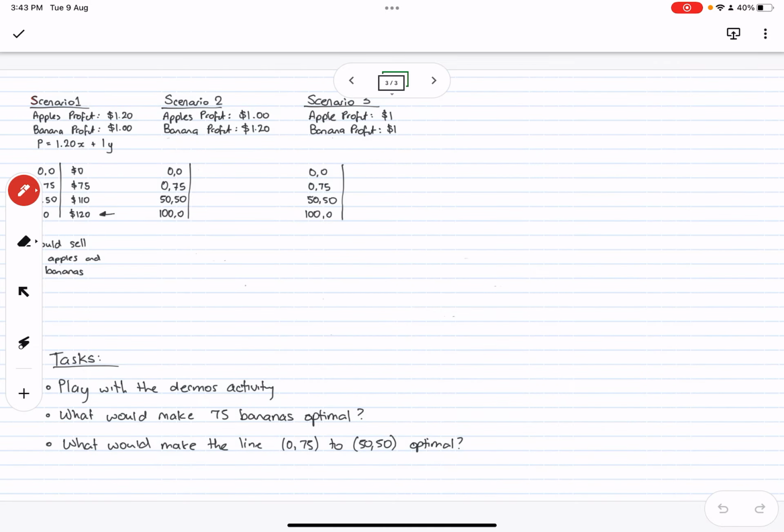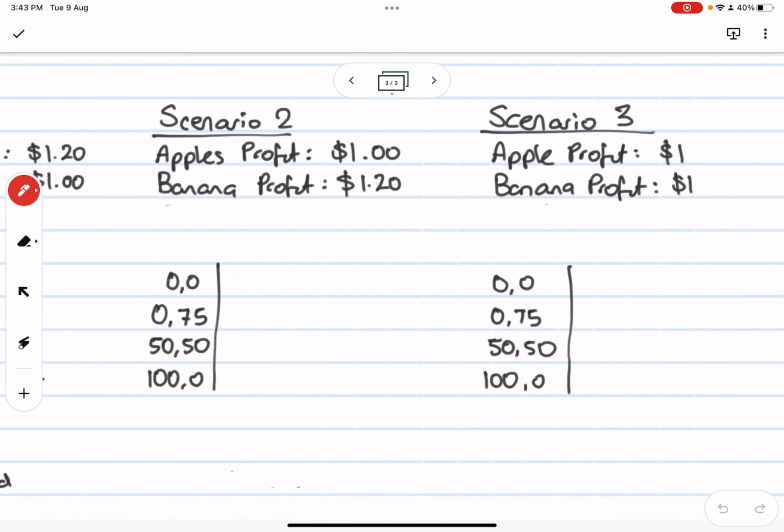Now, the next one, scenario 2, our apples profit is $1 and our banana profit is $1.20. So our profit is going to be equal to 1x plus 1.2y. If I again pop these points into my profit equation, this is going to give me $0. This one's going to give me $90. This one's going to give me $110. And this one's going to give me $100.